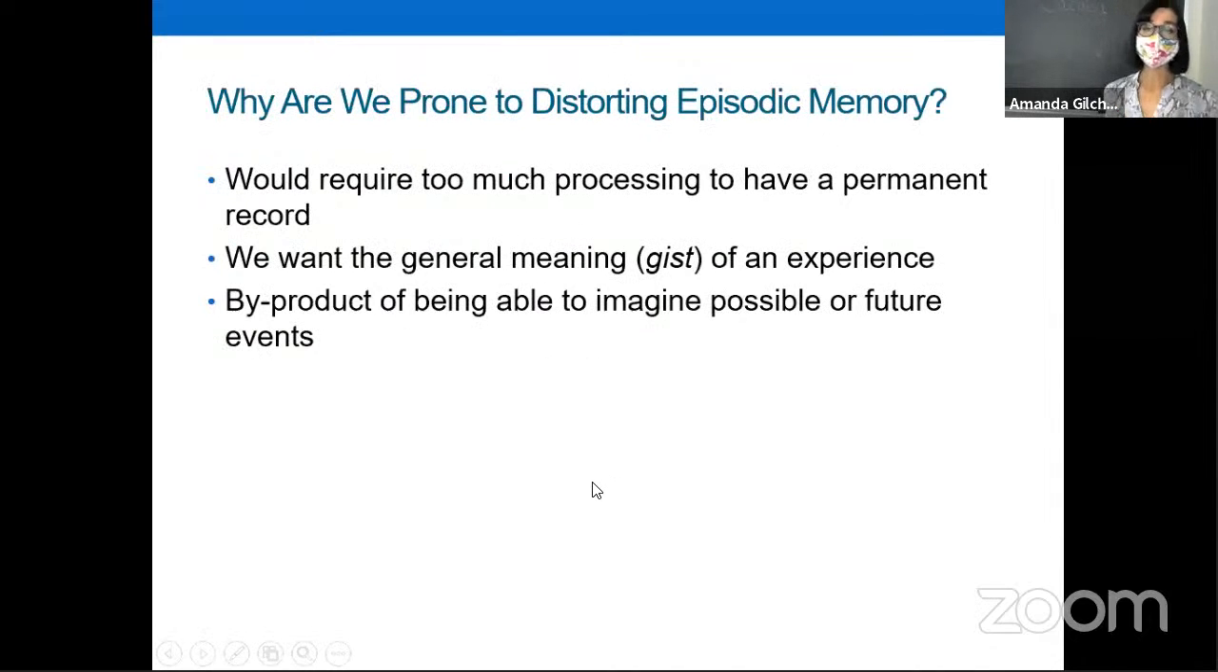Okay. So why are we prone to distorting our episodic memory? There are a couple of different explanations for why this happens. First of all, think about what it would take for you to have a permanent, perfect record with every detail in place. That's a lot of information.